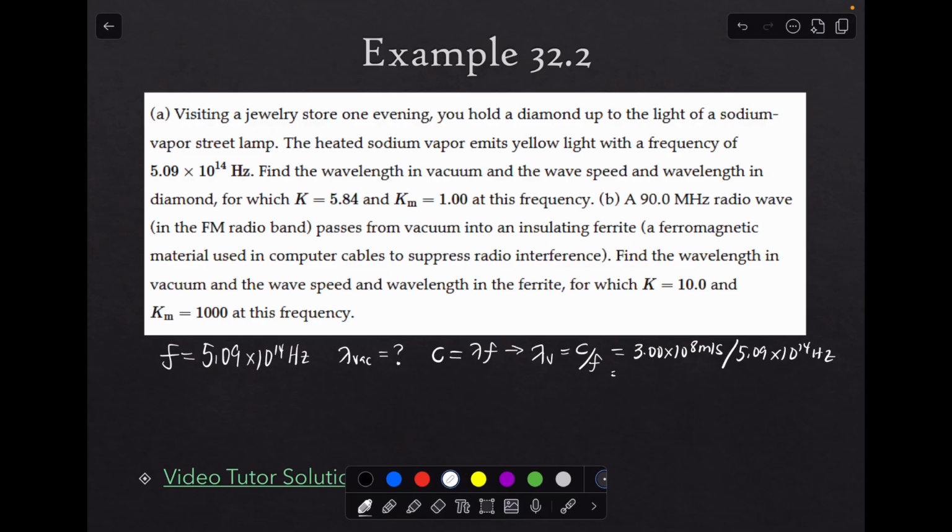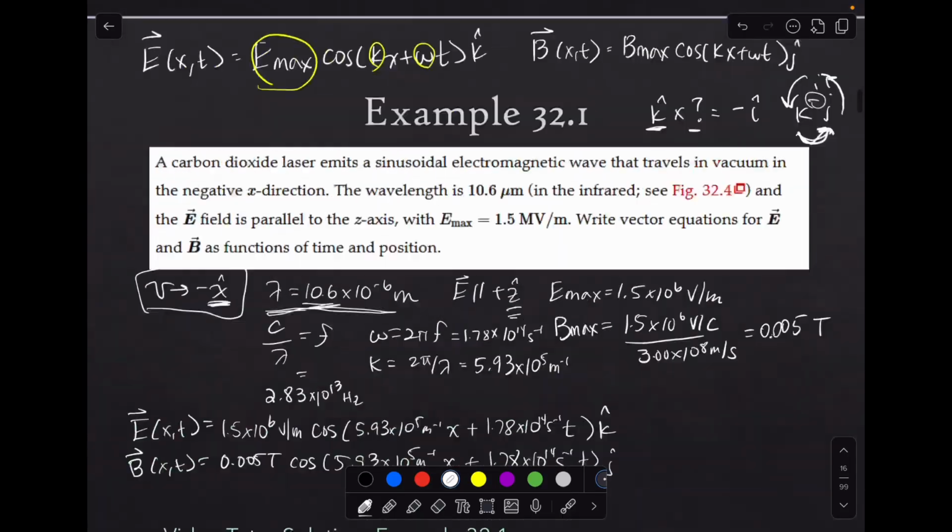And make sure you use parentheses in your calculator if you're typing it all in at once. That could be a common error here. 5.89 times 10 to the minus 7 meters, right? Wavelength has units of meters. So that's roughly 589 nanometers, yellow light, right? If we scroll all the way back here, that's yellow light.